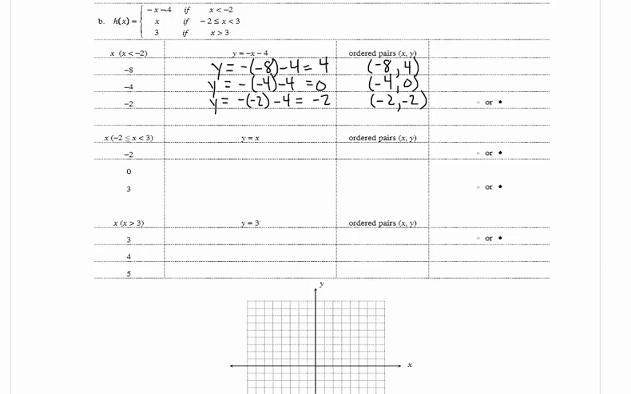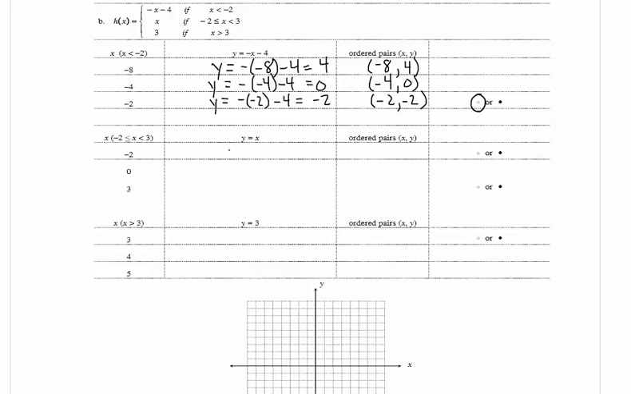If you look at the individual domain for negative x minus 4, it's if x is less than negative 2. So that means we're not including negative 2. So we're going to have an open circle at negative 2 because we're not including it as part of this equation. For y is equal to x, we're going to look at values between negative 2 and 3, and we're going to start with negative 2.